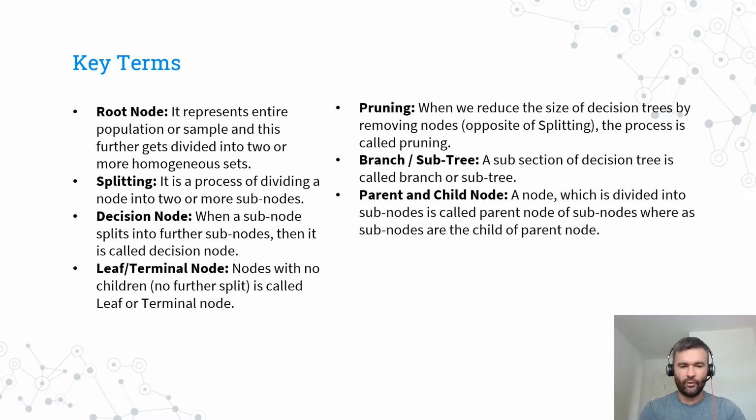Now, a leaf or terminal node are the nodes that are unable to split any further. It's a node with no other children. Pruning is when we reduce the size of the random forest or decision tree, and we do that by removing nodes. And a parent and child node refers to a node which is divided into subnodes. The higher level is called the parent and the lower level are the children.